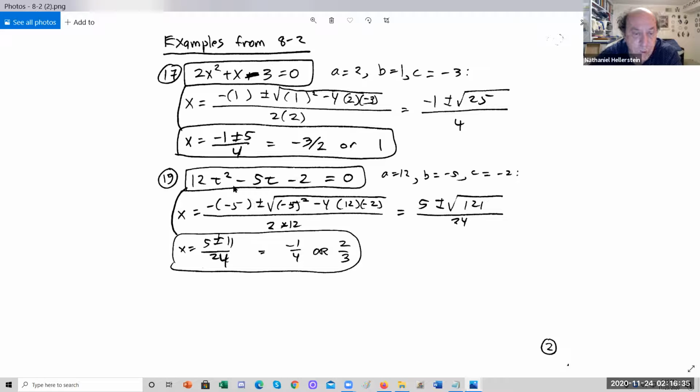And no doubt we could get those same solutions by factoring this out, by means, of course, of the AC method, and so on. But this is a lot less work. It's just a lot more straightforward. No special cases. All right, next, let's try 2, 3.